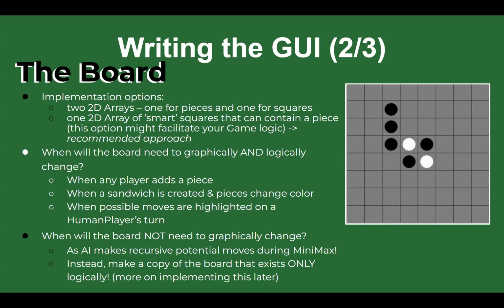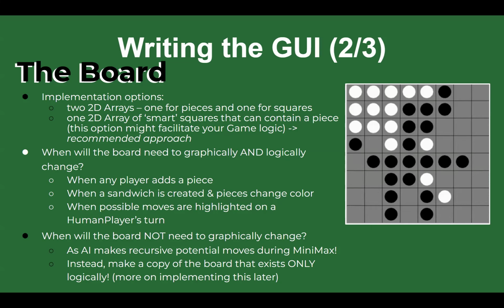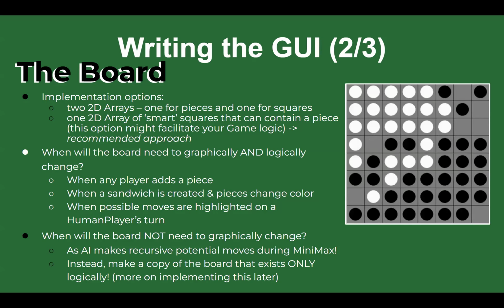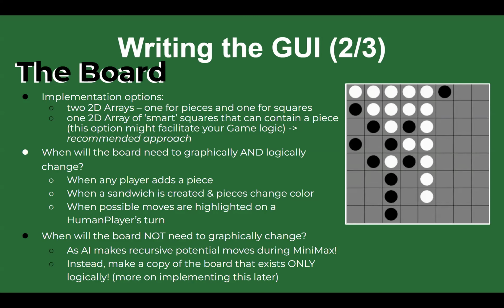It should only see the decision it makes at the end. So how we're going to do that is we're going to make copies of the board that are only logical, not graphical. And the computer is basically going to play on these logical boards and not on the actual graphical board that the human can see. And we'll talk more about implementing that, but it's a really cool part of Othello.